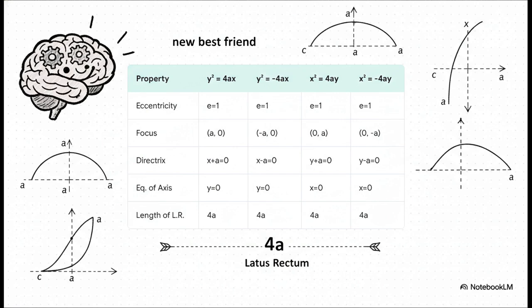Notice the patterns. The eccentricity is always 1. The length of the latus rectum is always 4a. Those never change. The only things that shift are the locations. For horizontal parabolas, the focus is on the x-axis, at (a, 0) or (negative a, 0). For vertical ones, it's on the y-axis, at (0, a) or (0, negative a). This table puts all those rules right in front of you.